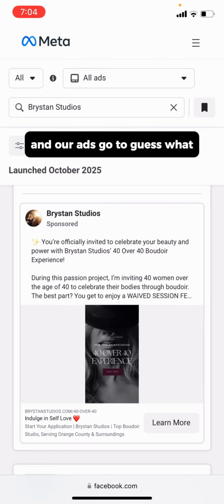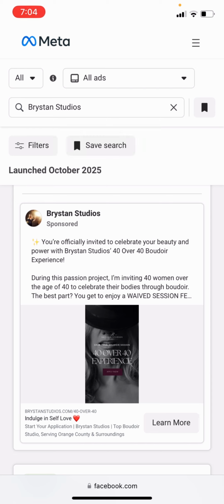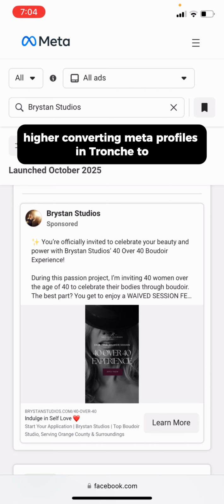And our ads go to, guess what? Higher quality Meta profiles in tranche 2. It's basically like we unlock the higher tier, higher converting Meta profiles in tranche 2, which results in the same ad spend, better results.